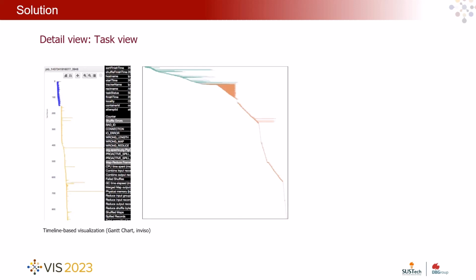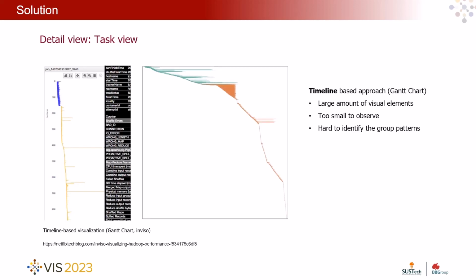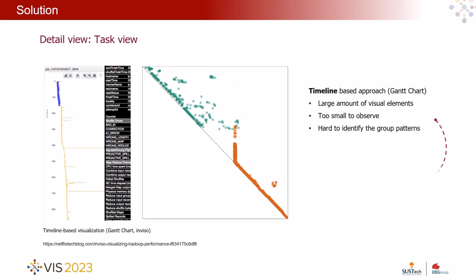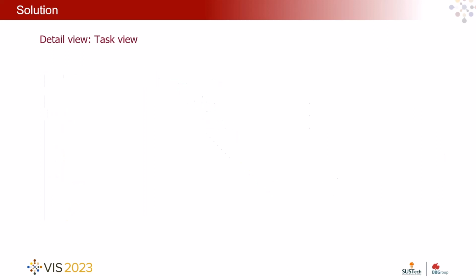However, considering the large number of tasks generated and executed during query execution, it becomes challenging to observe individual tasks due to their very small size. Additionally, the large number of visual elements can result in visual clutter, hindering users' ability to discover group patterns. To address this, we have transformed the timeline-based approach into a scatter-based one. We use this animation to intuitively illustrate the process. Compared to the timeline-based approach, the scatter plot is more scalable for a large number of tasks and better preserves important patterns such as outliers.